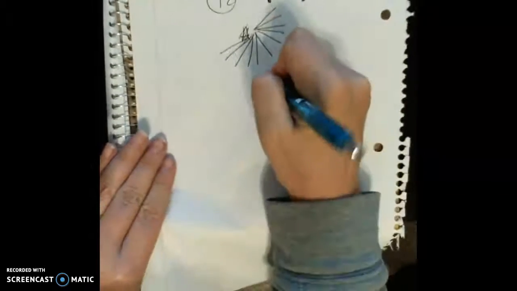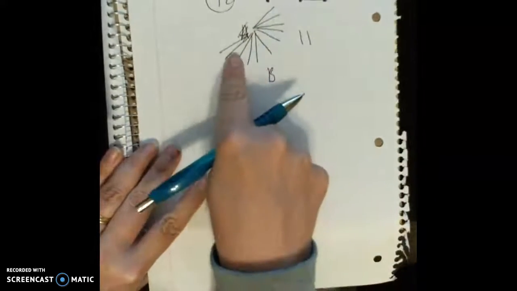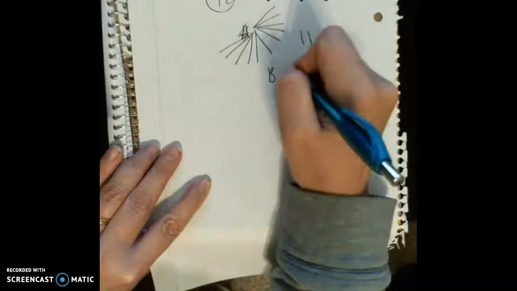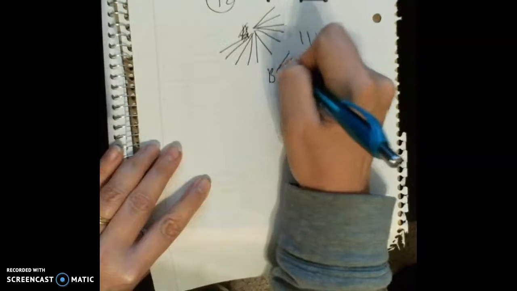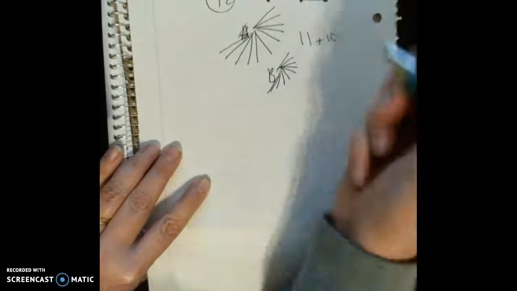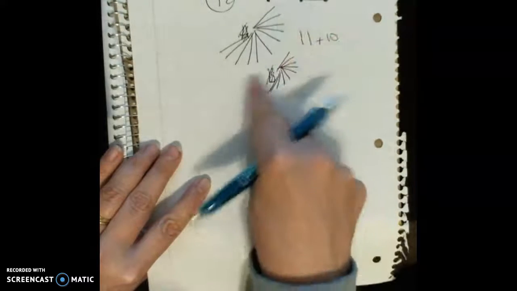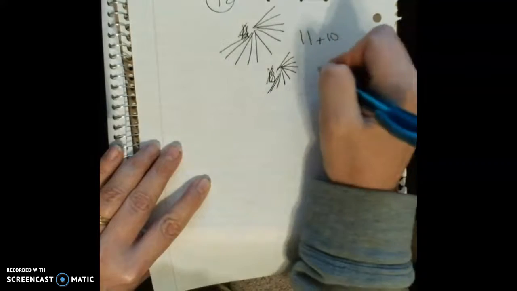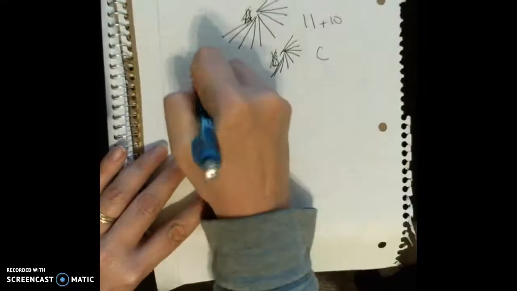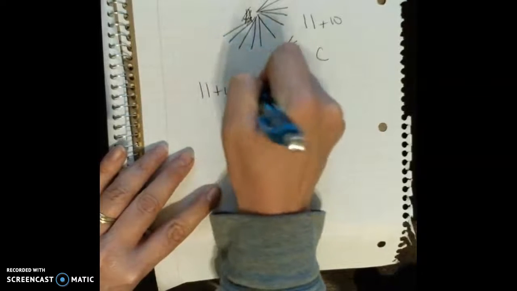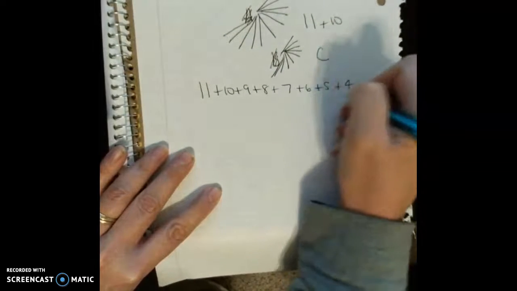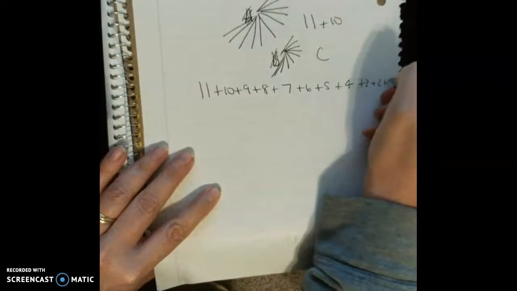Say Bob is next. Well, Bob has already shaken hands with Anne, so now there's only 10 people left for him to shake hands with. So 1, 2, 3, 4, 5, 6, 7, 8, 9, 10. So I need to add 10. And now Anne and Bob are both out of the picture. They're done. So now it's Carl. Carl's only going to shake hands with 9 people and so forth. So it's going to be 11 plus 10 plus 9 plus 8 plus 7 plus 6 plus 5 plus 4 plus 3 plus 2 plus 1.